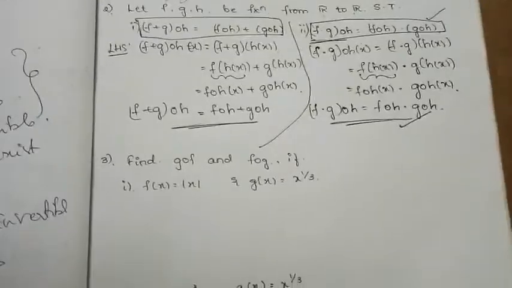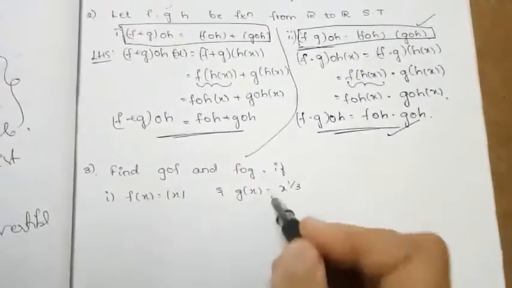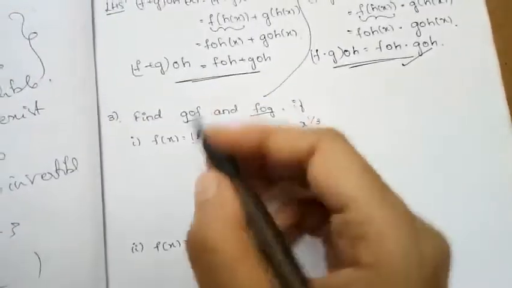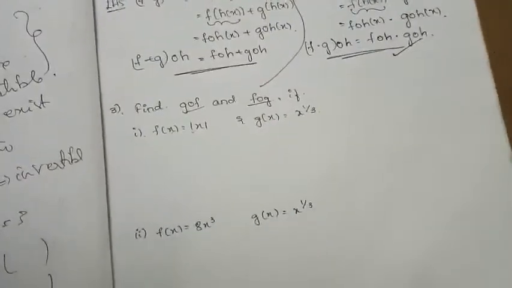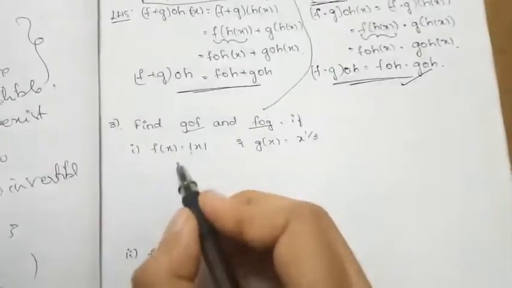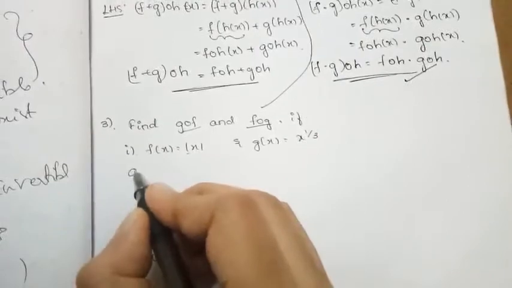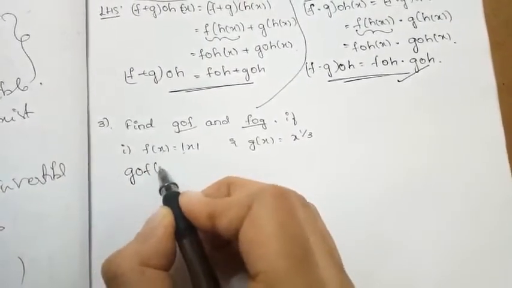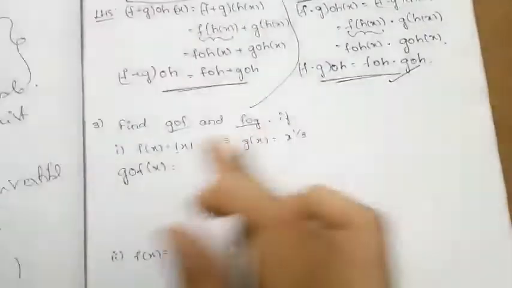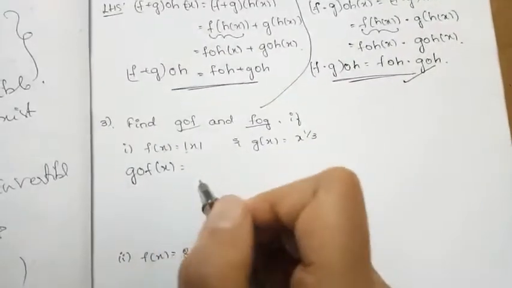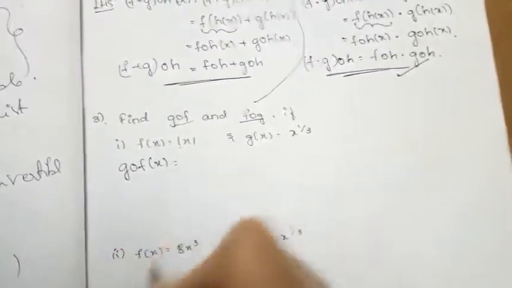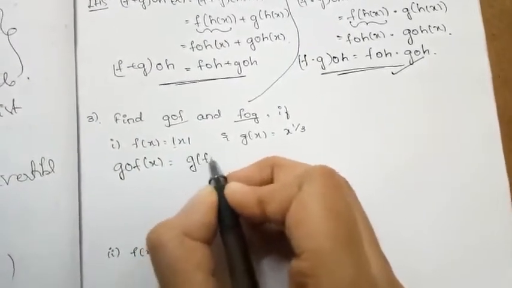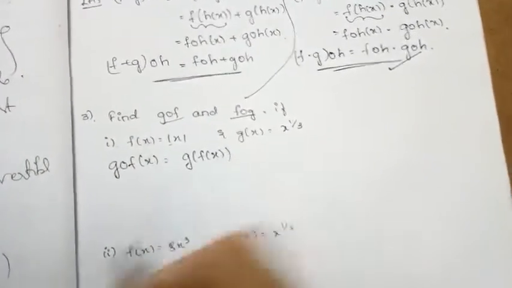So the next question, they have given us two functions and asked us to find g∘f and f∘g. Two questions are there, so let us solve one by one. The first thing is, suppose we need to solve g∘f with respect to x. Both are with respect to x only, so no need to worry about x and y in this question. So (g∘f)(x) means g(f(x)).